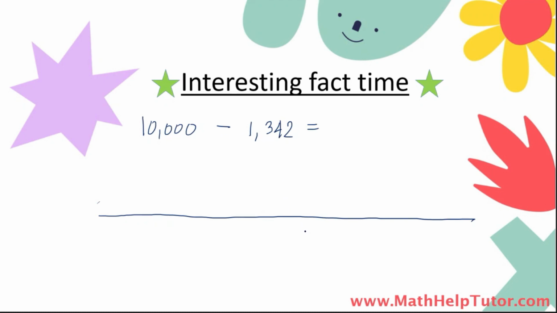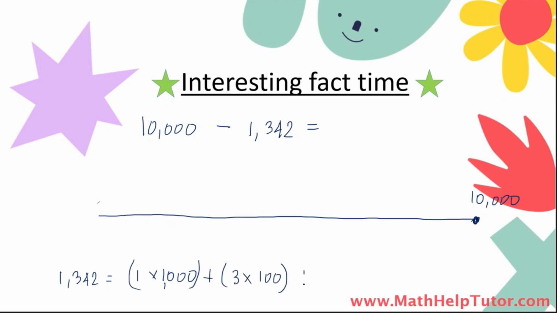That means we're going to go to the left, because going to the right of a number line means our numbers are increasing, but going to the left means our numbers are decreasing. So we start with the number 10,000 over here. Next, to make it easier for us to skip count, let's convert the number 1342 into its expanded form. So we have 1 1000, we have 3 100s, we have 4 10s, and we have 2 1s. So that's our number, 1342.